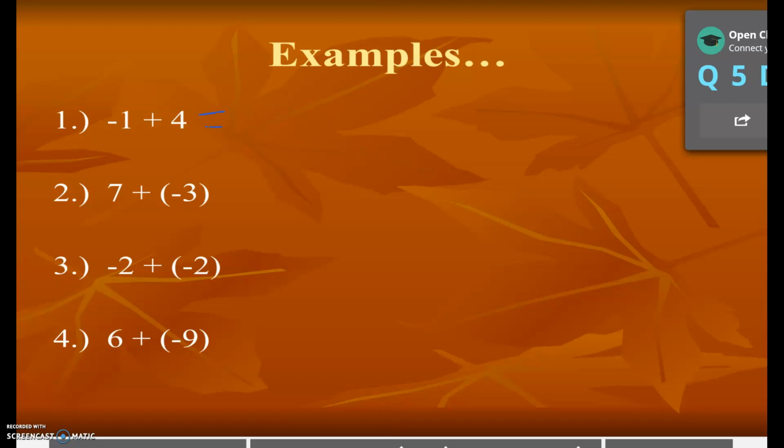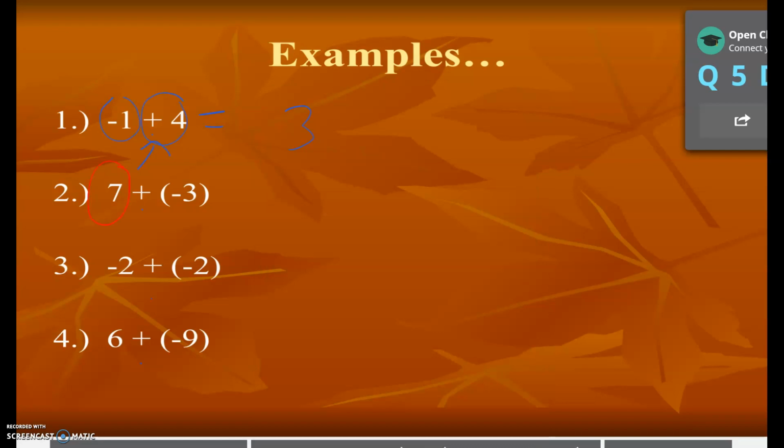So all I'm going to do for adding integers when there's an addition sign between them is look at the numbers: same sign, add and keep; different sign, subtract. So I notice that I have a -1 and a +4. I'm going to subtract because they're different signs. 4 minus 1 is 3. And since the 4 is a bigger number than a 1, I'm going to take that positive, and it's going to be +3.